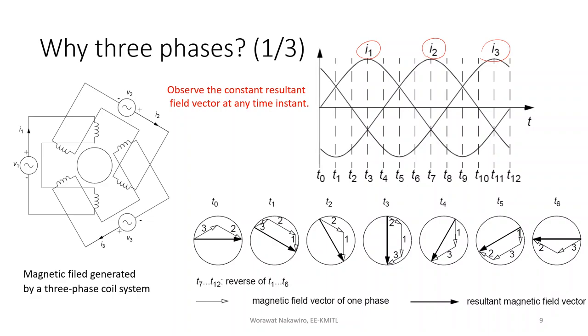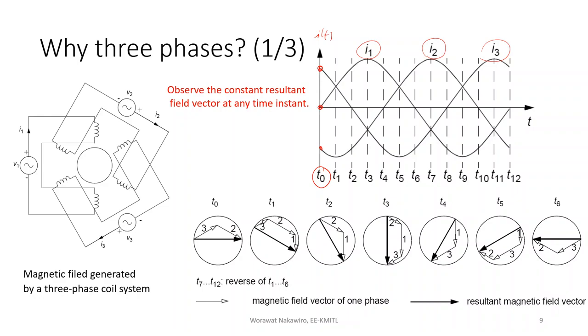Now you see for any instant of time, starting from time zero, at time zero I1 is zero, because this is I versus t. I2 and I3 are positive. So you can see that this is the direction of the magnetic field, this is a magnetic field vector. When the time goes from T1 up to T12, at any time instance the magnetic field is different, meaning that you have different currents, different magnitudes and different directions of the current.